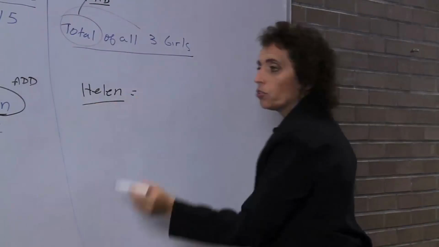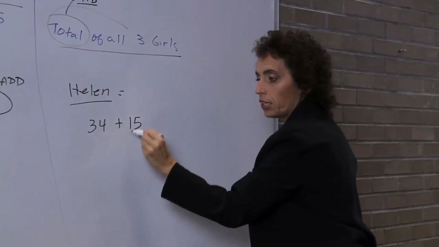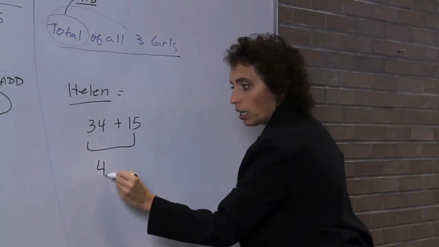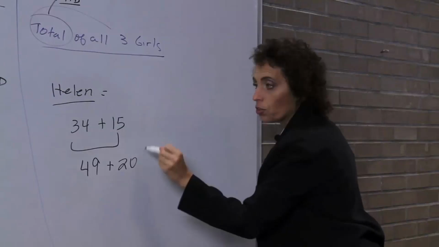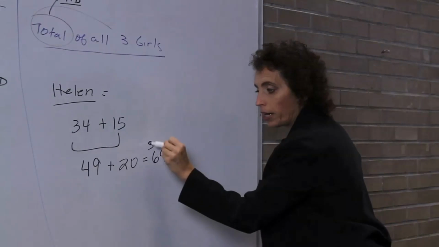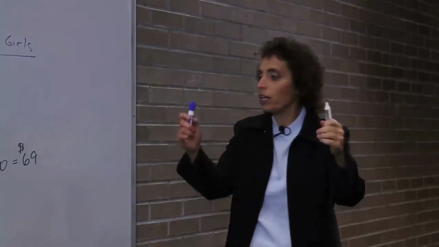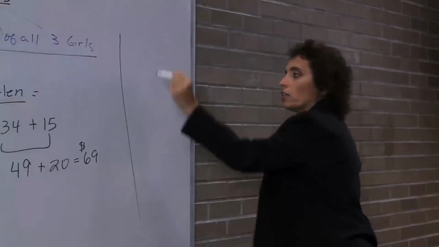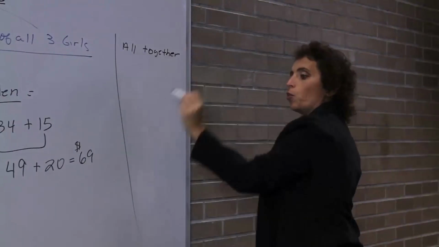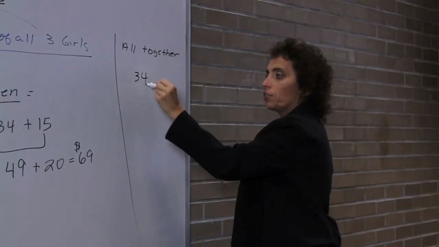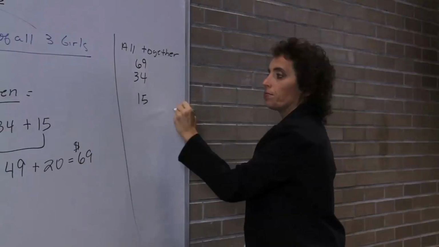So Helen equals Mary plus Jane, so 34 plus 15, and that is 49, plus she has 20 more than that. So Helen has $69 by herself. Lucky for Helen. I think Helen should just go out without the other two people. But anyway, okay, all together now, we have Mary with $34, Jane with $15, and Helen with $69.